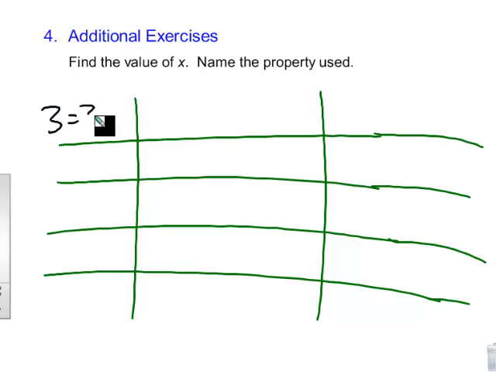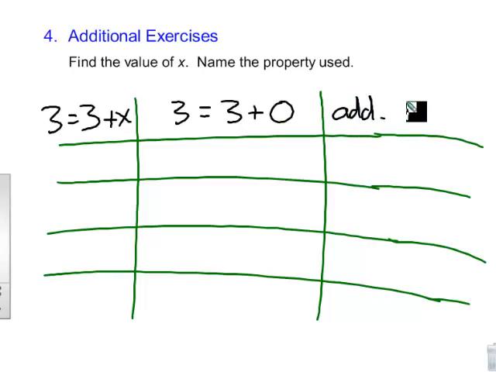3 equals 3 plus x. Well, first thing you need to do is find the value of x. What's going to work there? Hello, people. 3 plus 0 is 3, right? So x is 0. So let's just replace that. 3 equals 3 plus 0. Okay, that's a true statement. What property says that? That is the additive identity.